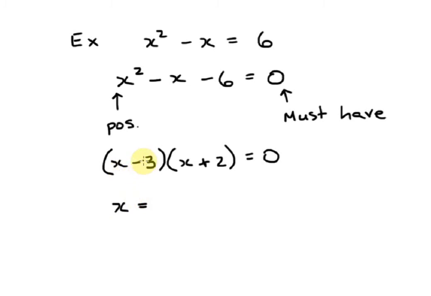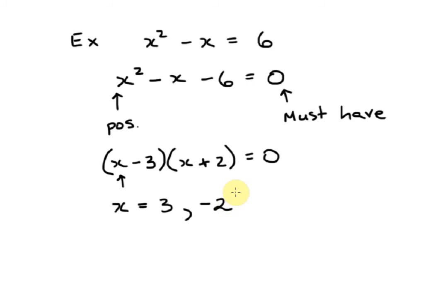Our solutions would be that x could be 3, because if I put a positive 3 in here for x, I'm going to get 3 minus 3, which is 0, and 0 times whatever number I get here will equal 0. So this is one of my solutions. The other solution is to turn x plus 2 into 0, and that would mean x needs to be negative 2. So these are my solutions, and I am done with this example.